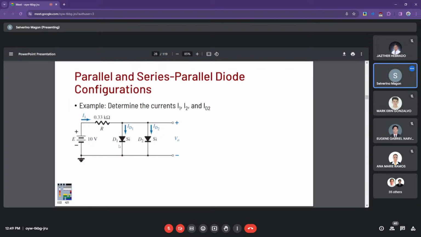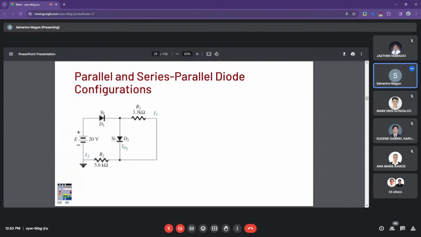direction. Now, as you can see, you have identical silicon diodes right there. So you just split the current into two. If you split the current into two, then you have D1 and D2 at around 14 yata, no? So yeah, around 14 milliamps.